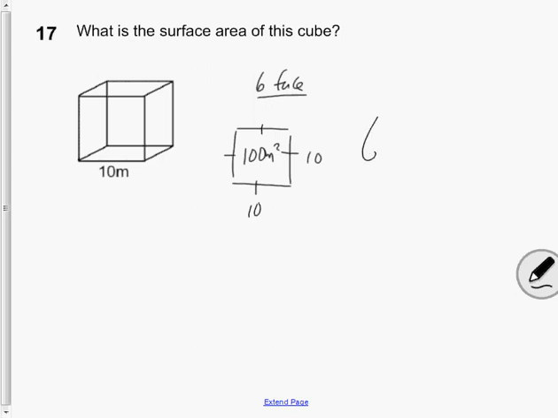So the formula for surface area of a cube is taking the side squared and multiplying it by 6. We treat it like a coefficient. 6s squared, or 6 multiplied by 100, which is side squared, which means the total surface area of that cube is 600 square meters.